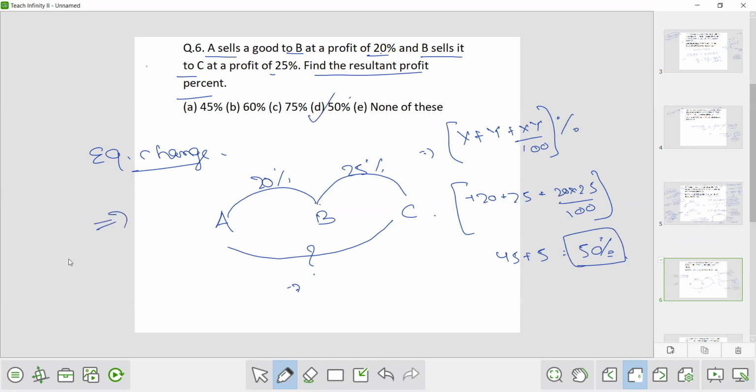This is a very easy trick to solve the question. We don't have to suppose that initially it is 100%, then an increase of 20%, so you say 120, then calculate 25% of this 120. Here the data is quite easy, so you will be able to calculate. But when the data is tough, it will not be easy to calculate. So better use this equivalent change formula in such type of question.